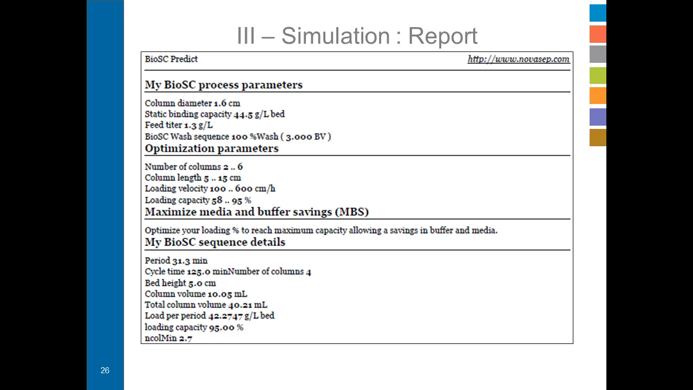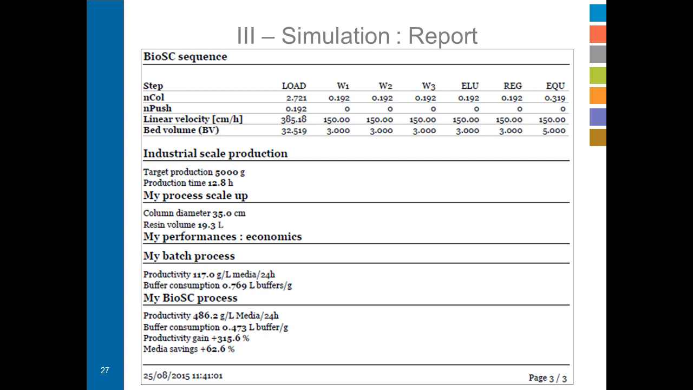how long will be the cycle, how much you want to load the column, and finally the sequence by itself, including the encode value and the push value that you have to enter into the Biosc kit. Then also you will have the information about the industrial scale production, what should be the scale up, the batch process economics parameters, and the same for the Biosc process.